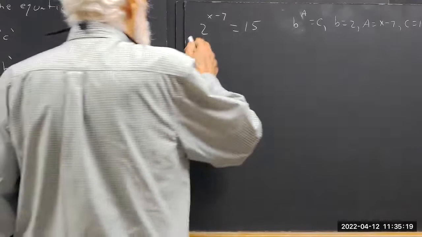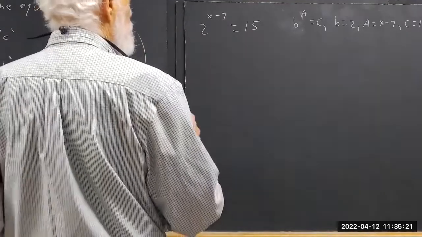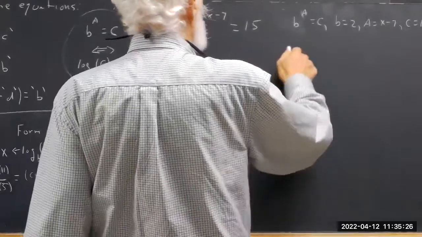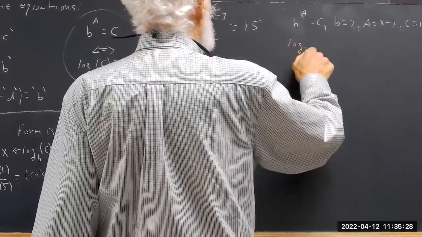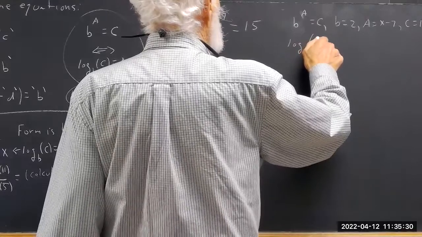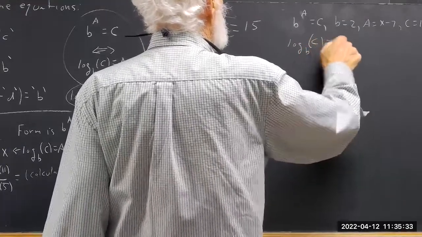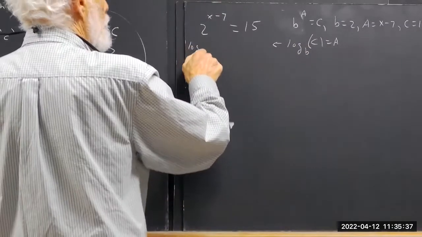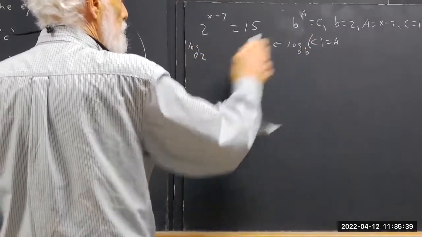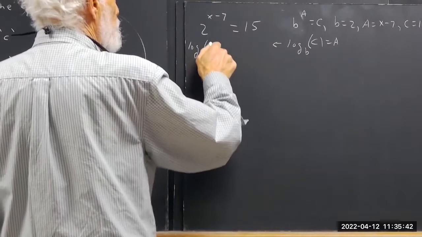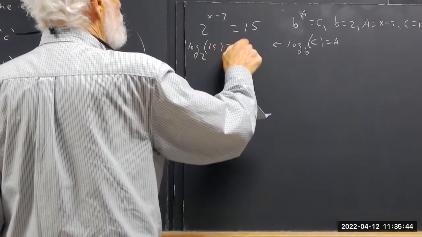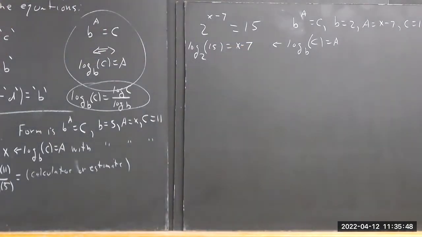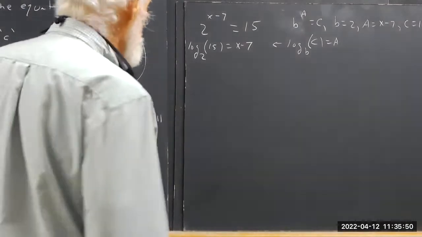Okay, well, we have 2 to the x minus 7 equals 15. We've identified A, B, and C, and that's going to put this into the form log base B of C equals A, which over here would be log to the base 2, because B is 2, of C, which is 15, and that equals x minus 7. Well, that's easy to solve. Add 7 to both sides.